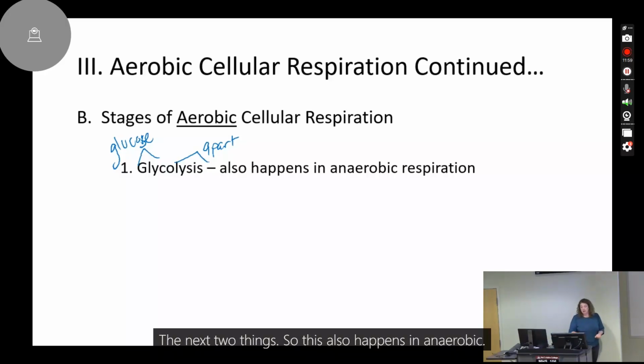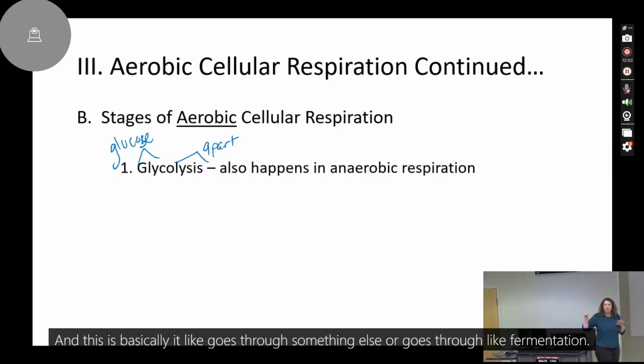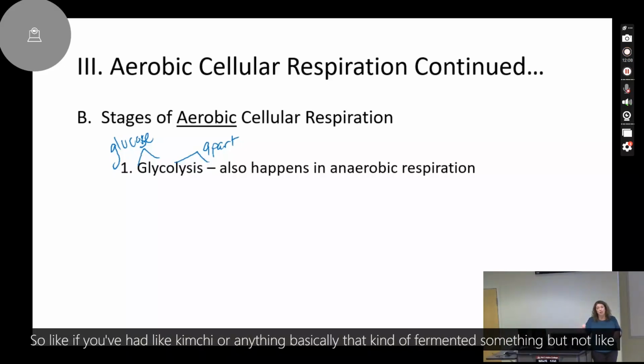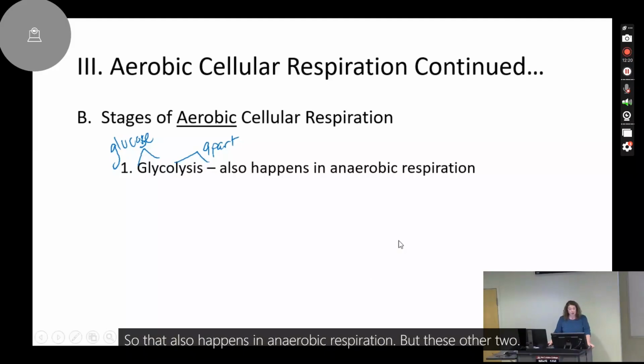The next two things, so glycolysis also happens in anaerobic, and basically it goes through something else. It goes through fermentation. If you've had kimchi or anything that's fermented, then that's this process, that's anaerobic cellular respiration, and that's like looping it back. So that also happens in anaerobic respiration.